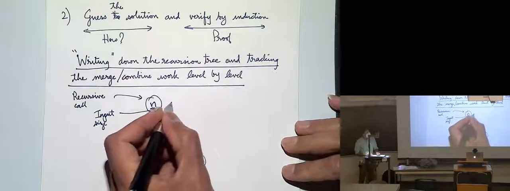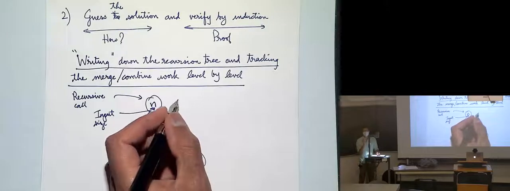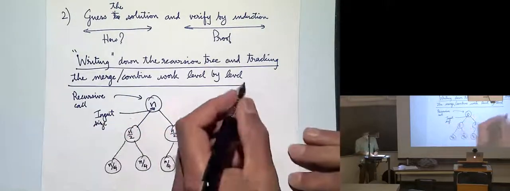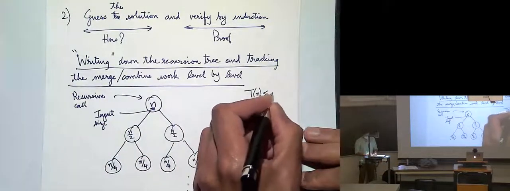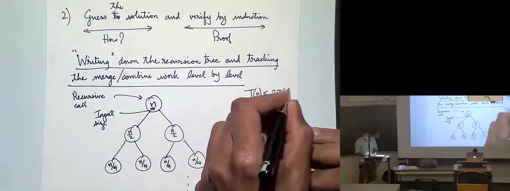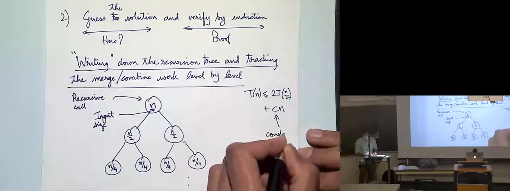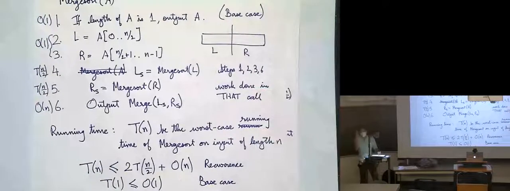So what I'm going to do next is write an upper bound on the work. How much work was done here? You say it's O of n. So I can instead write this as T of n is at most 2 T of n over 2 plus C times n, where C is some fixed constant. That's what this O of n means: O of n means it's some constant times n.